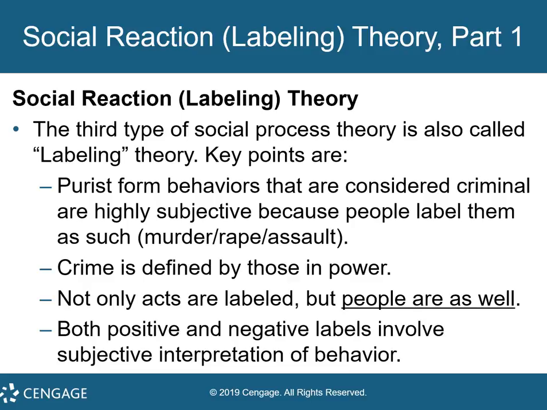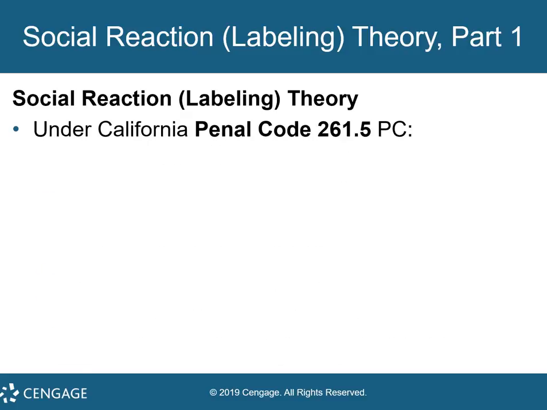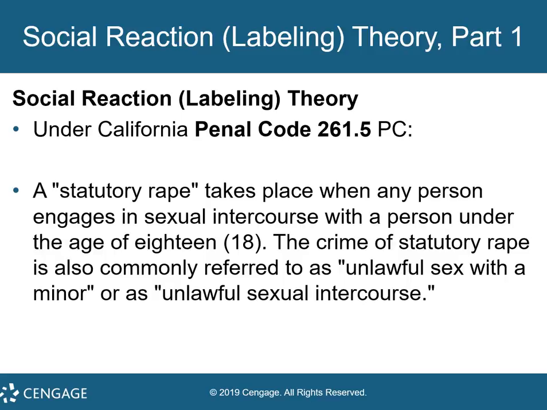So these are just a couple of key points, if you will. And think of it like this. Here's a very quick example when it comes to labeling. So we'll look at California Penal Code 261.5. And it's the definition of statutory rape. And the reason it's statutory is because it's written. All California law is written. So a statutory rape takes place when any person engages in sexual intercourse with a person under the age of 18. And gender doesn't matter here.